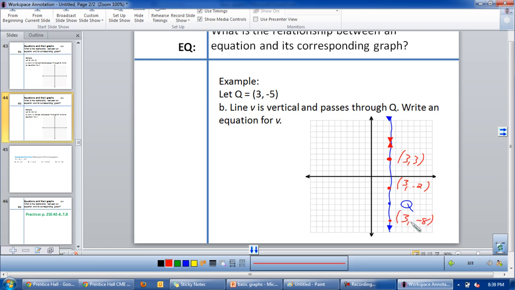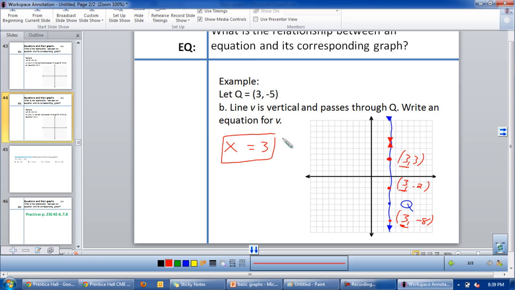Okay, do you see the pattern yet? Looks like all of the x coordinates are equal to 3. So then how can we write an equation? x equals 3. That is our equation.